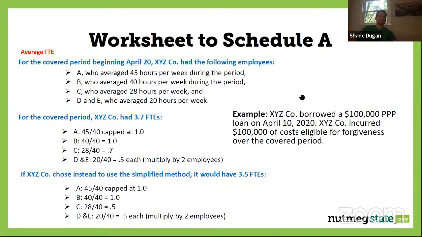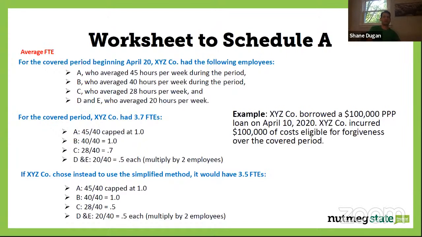And this is where you get the lovely example. For an individual looking at a covered period starting April 20th for XYZ company, employee A averaged 45 hours during the work period. That person would be capped at 1. If you go down to the next part, you'll see that employee A was capped at 1, even though they worked 45 hours, or over 40 hours. So if you work 80 hours a week, it doesn't give you 2. You're still capped at that 1.